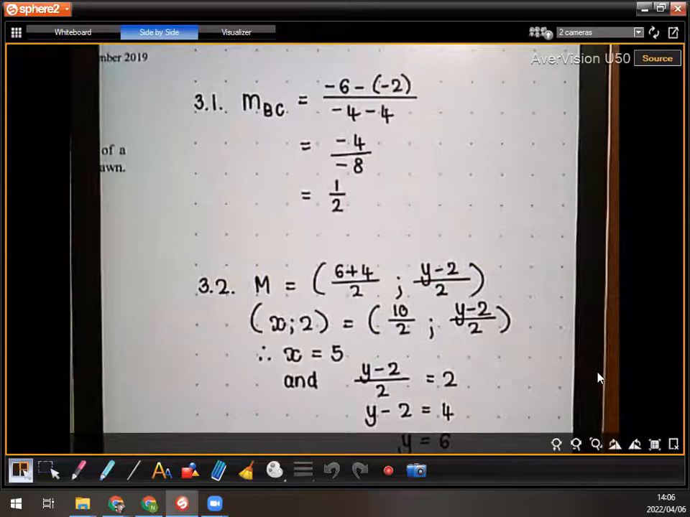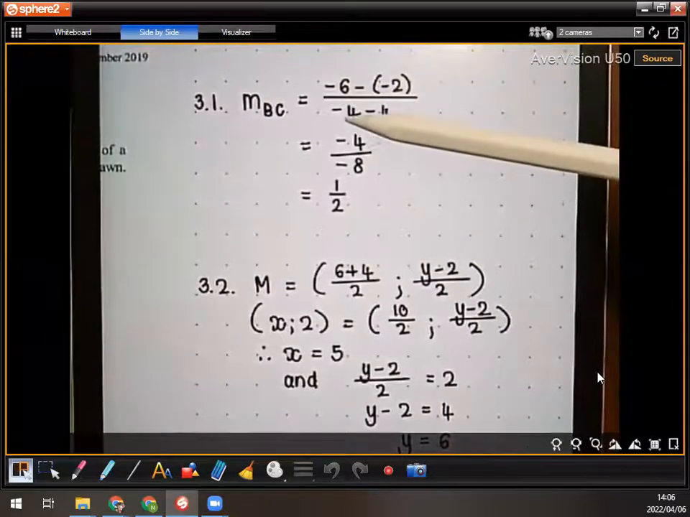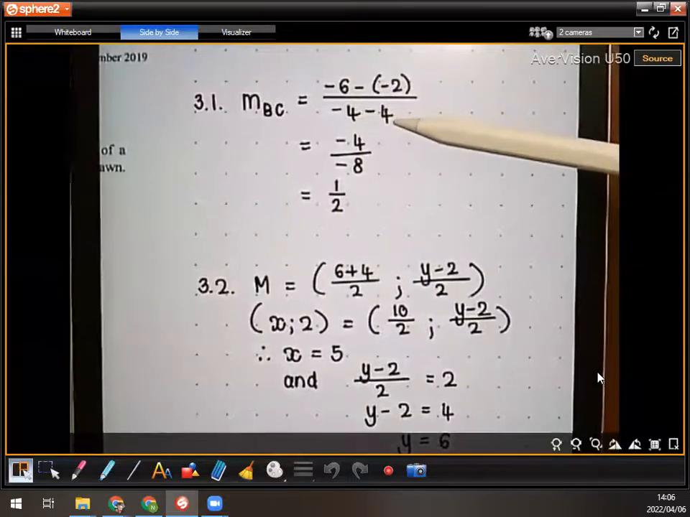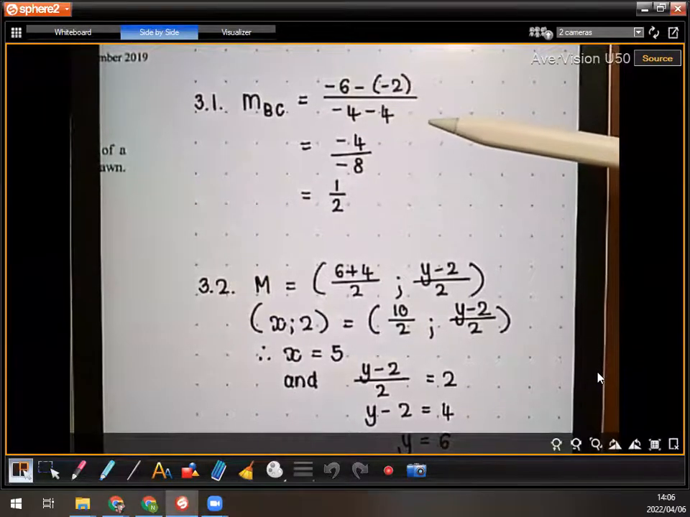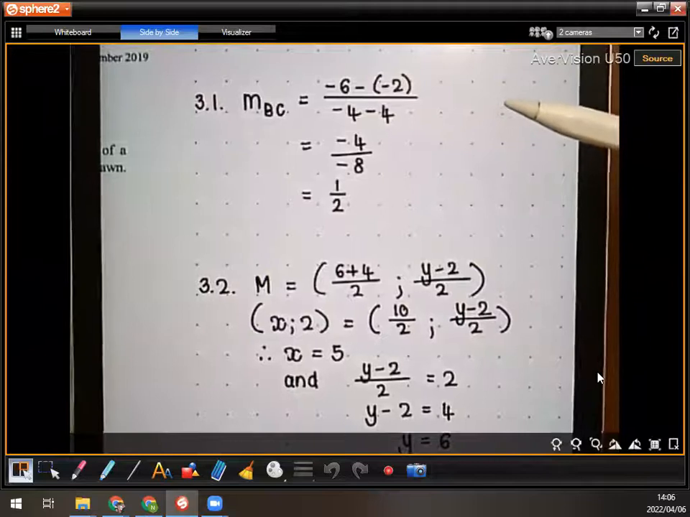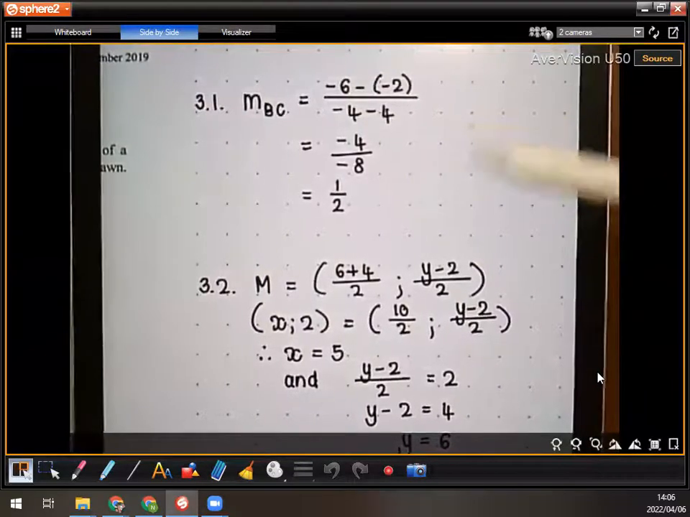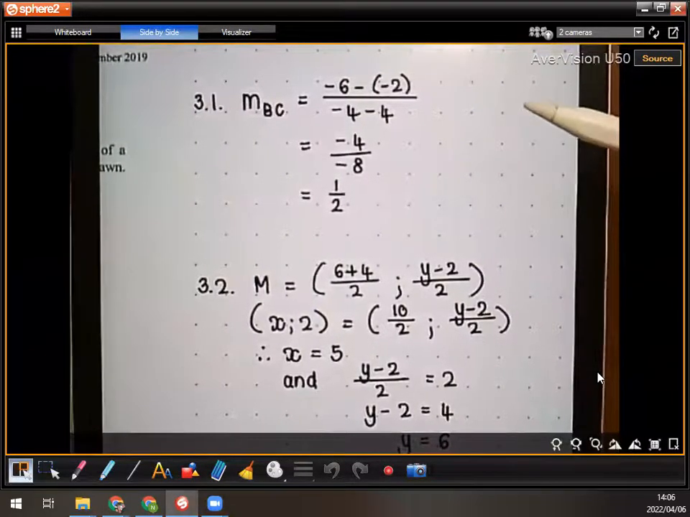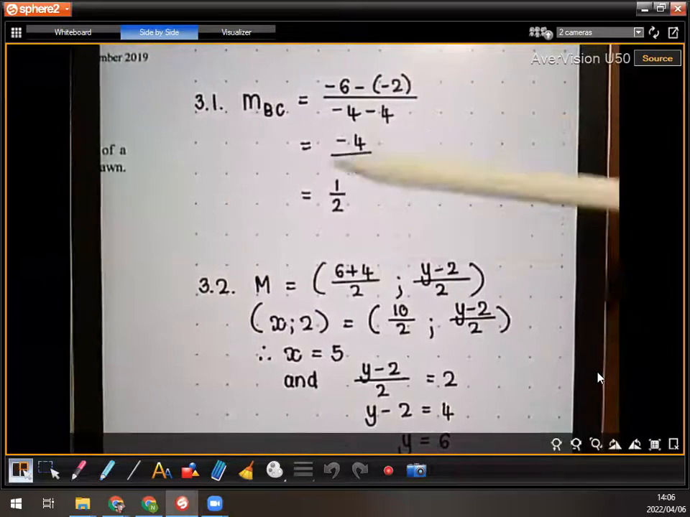The gradient of BC. You take the y value of the one minus the y value of the other over the x value of the one minus the x value of the other. Right? If you swap your x and y's around, so if you do change in x over change in y, you get 0. So it's very important. Always change in y over change in x. Okay, so the answer there is a half.